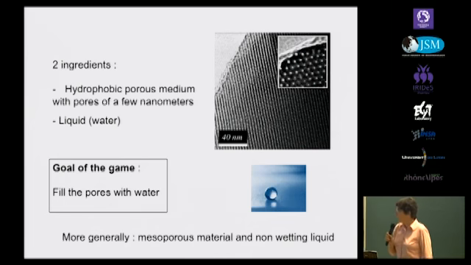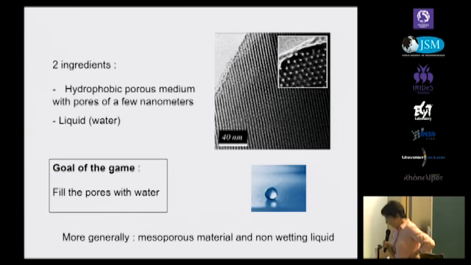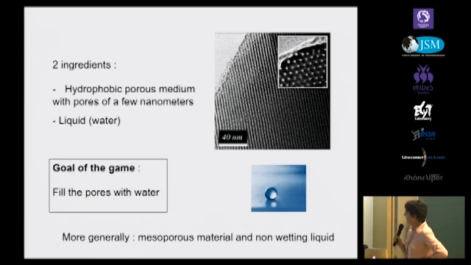A lyophobic heterogeneous system is composed of two ingredients. One is water, and the other one is a porous medium, which is hydrophobic and has pores in the range of the nanometer. Such porous media are nowadays available with very well-defined and tunable pore sizes, thanks to the progress of solid-state chemistry.